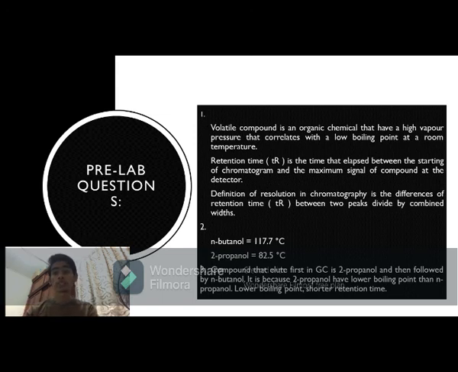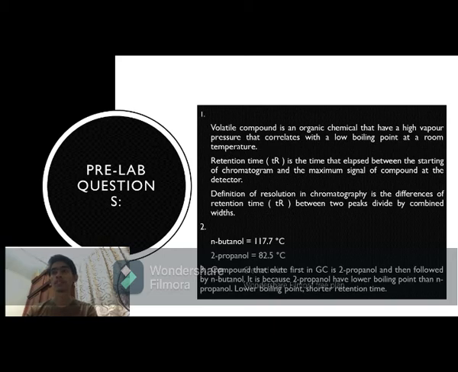Pre-lab question number 1 is to define volatile compound, retention time, and resolution. Volatile compounds are compounds that have high vapor pressure and low water solubility. Retention time is the amount of time between the injection of a sample and its elution from the column. Resolution is the difference in retention time between the two peaks divided by the combined width of the elution peaks.